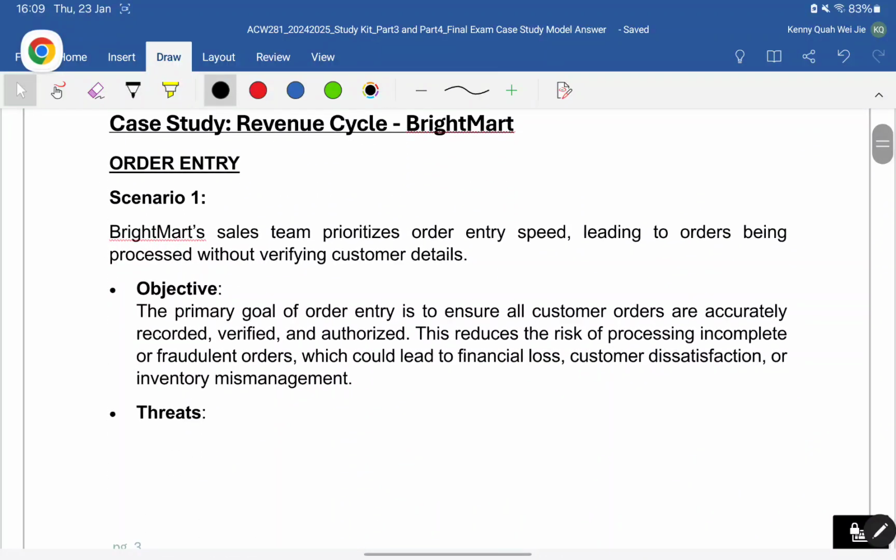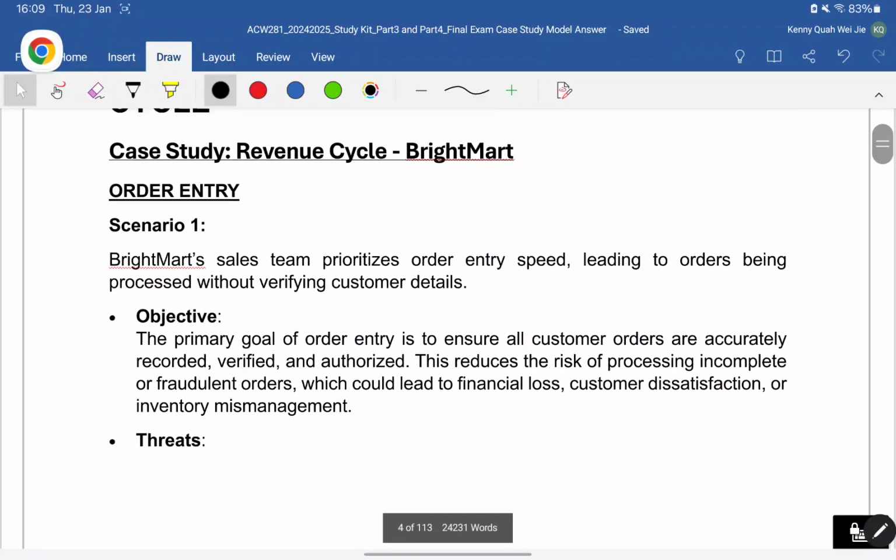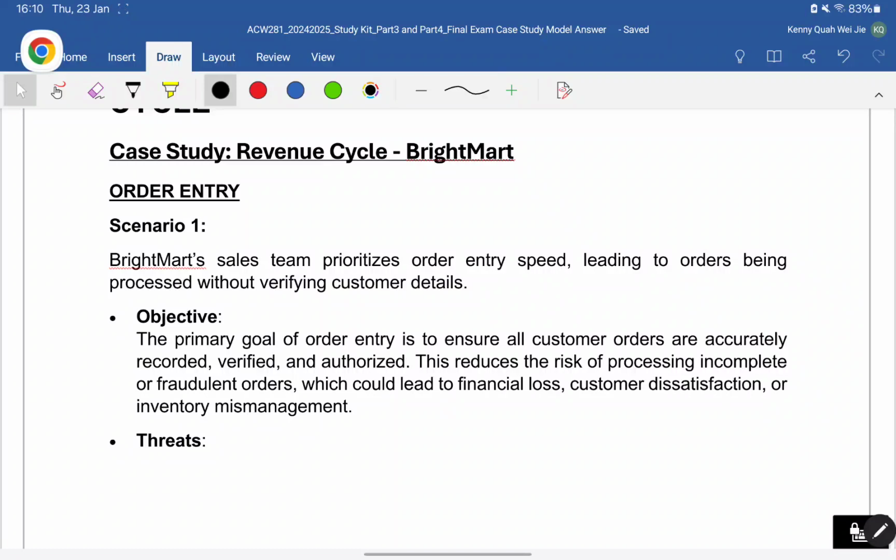So here, this is what I'm trying to point out to you. For example, over here, very fast, okay? If you see scenario 1, you see the sales staff still seem to prioritize order entry speed, leading to orders being processed without verifying the details. These are examples of scenarios that you will face in your final exam.